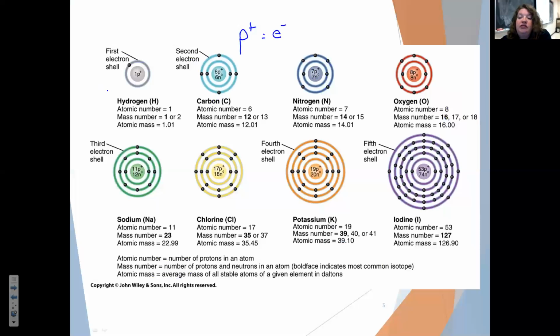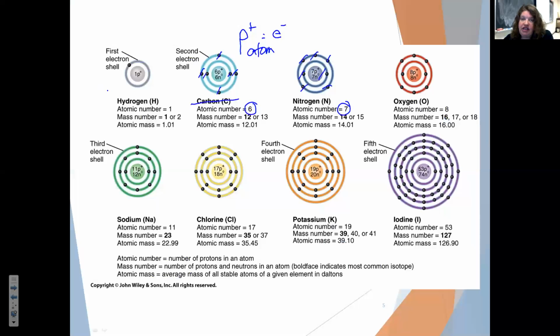So carbon has 6 protons, and it's also going to have 1, 2, 3, 4, 5, 6 electrons. Same with nitrogen, 7 protons, 1, 2, 3, 4, 5, 6, 7 electrons. In an atom, protons are going to equal electrons.